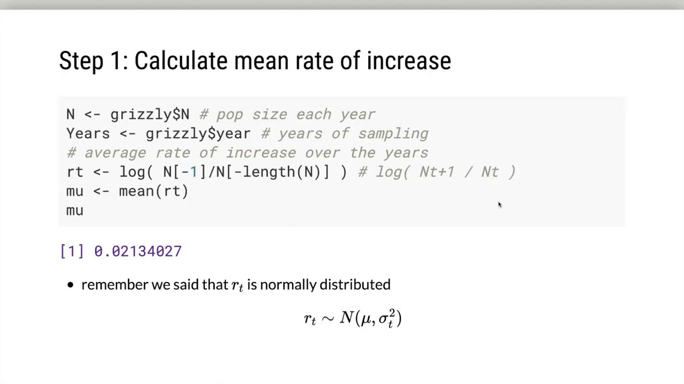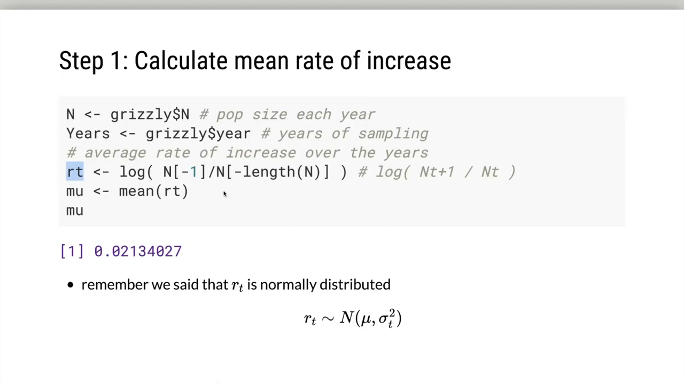So we just upload the data, population size, and the years for each census, and we can calculate the log of the population size at time t plus 1 divided by population size at time t. So it's the r, the rate of increase.